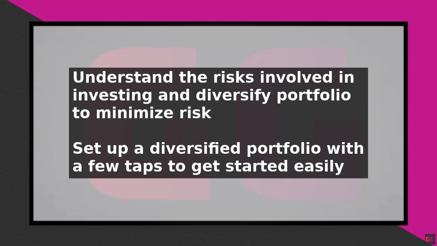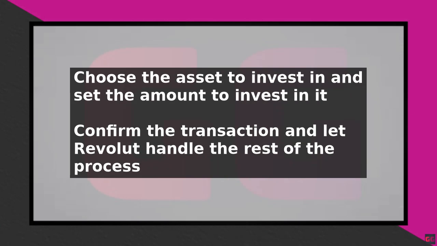To invest on Revolut, follow these steps. First, choose the asset you want to invest in, and click on it to view more details. You can then set the amount you want to invest, and confirm the transaction. Revolut will handle the rest, and your investment will be added to your portfolio.